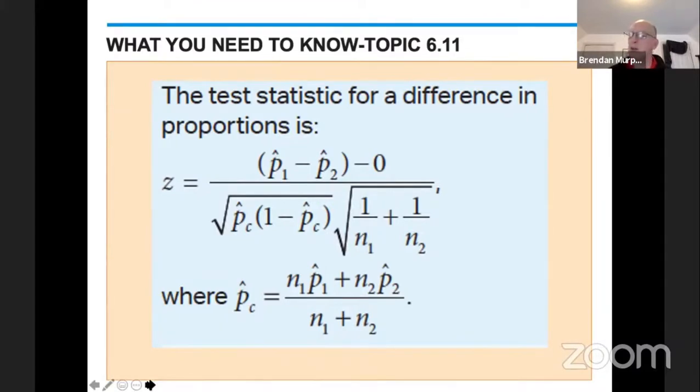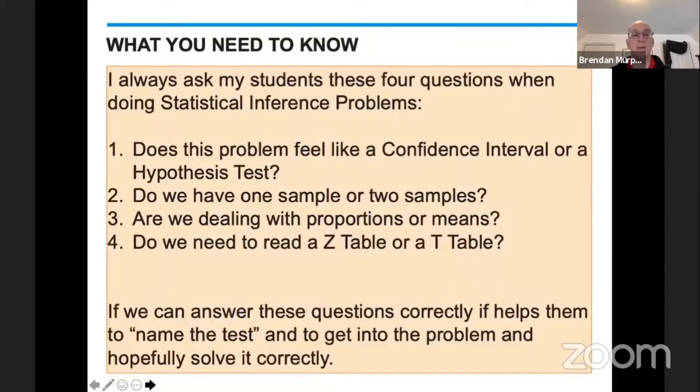So some books call it pooling. I think I like combining better, and that's just maybe my preference. So p hat combined is where we're taking a look at both of our samples. Okay, so I think I went through this again. Each time we do a problem, I'm going to try and do at least a couple, 2 or 3, later in the presentation. I like to ask my students these 4 questions, and they get pretty used to them. And if they can answer those 4 questions correctly, hopefully they've, 1, named the test, and 2, are heading down the right path to solving it.